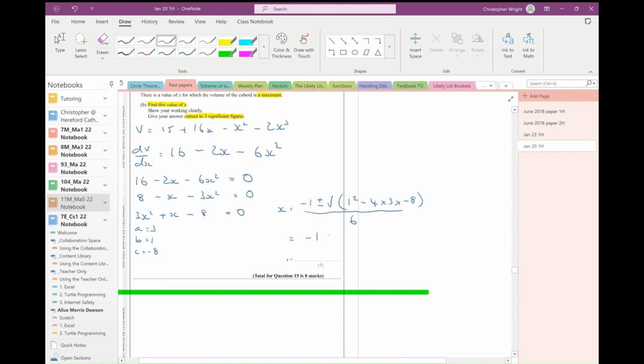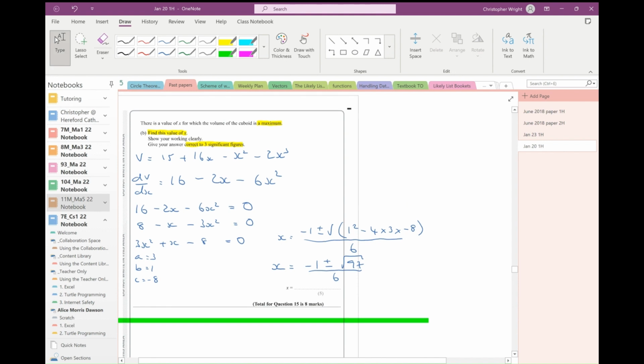So that's going to be minus 1 plus or minus the square root of. Right, let's have a look at this one then. So I've got 4 times a times c. So I've got 1 squared, which is 1, minus 4 times 3 times minus 8. So I've got minus 1 plus or minus the square root of 97 all over 6. Okay, now that's going to give me 2 answers for x, of course. But one of those answers is going to be negative. Minus 1 minus the square root of 97 over 6 will give me a negative answer. And clearly x has to be positive.